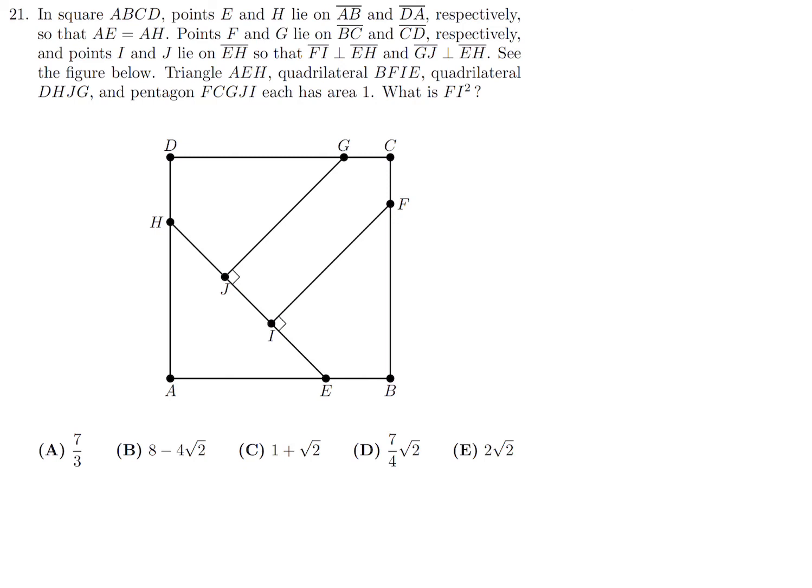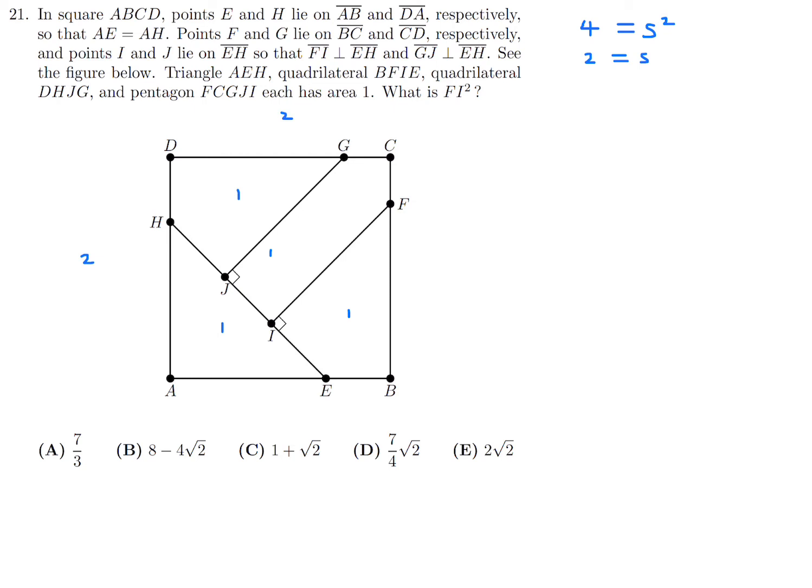FCGJI each has an area of 1. What is FI squared? Well, each has an area of 1. This has an area of 1, this has an area of 1, this has an area of 1, that has an area of 1. So that means the total square has an area of 4. And if the side of the square is S, then S squared is 4, and therefore S is 2. So the side of the square is 2.